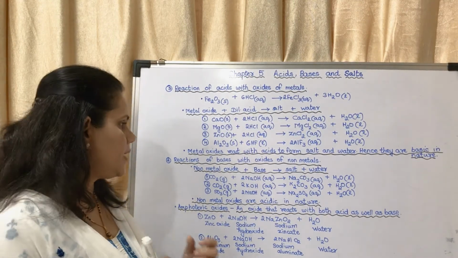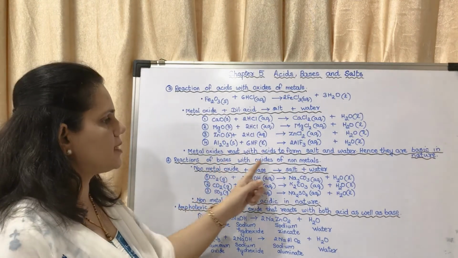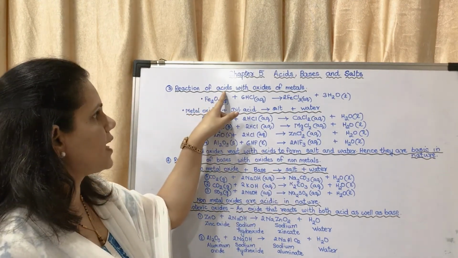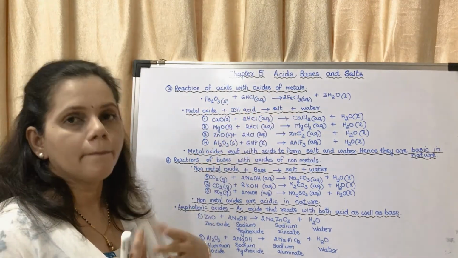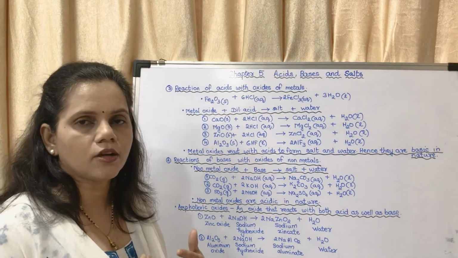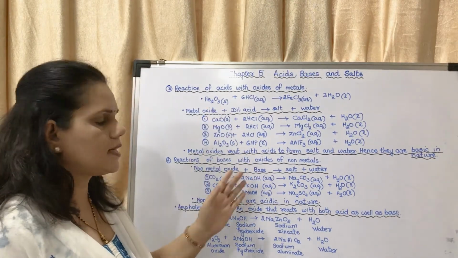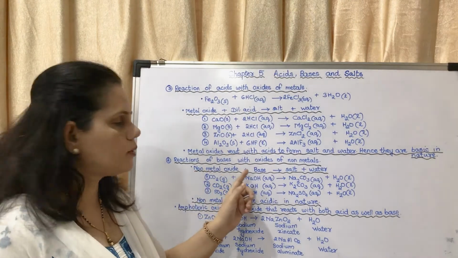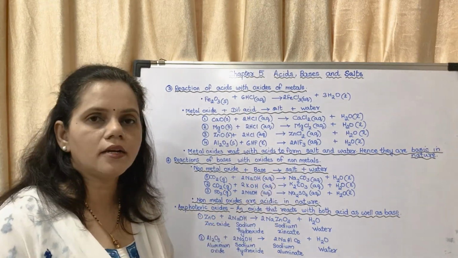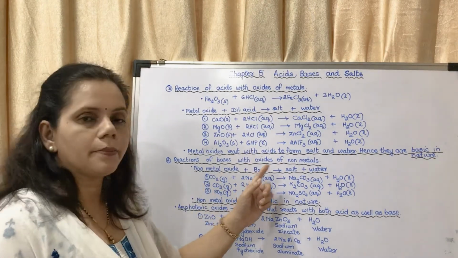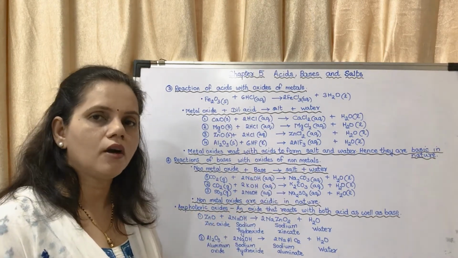Now the next is reactions of bases with oxides of nonmetals. This is reaction of acids with oxides of metals, and this is reaction of bases with oxides of nonmetals. This is exactly the opposite reaction. Now a non-metal oxide reacts with a base to form salt and water. I repeat, non-metal oxide reacts with a base to form salt and water.